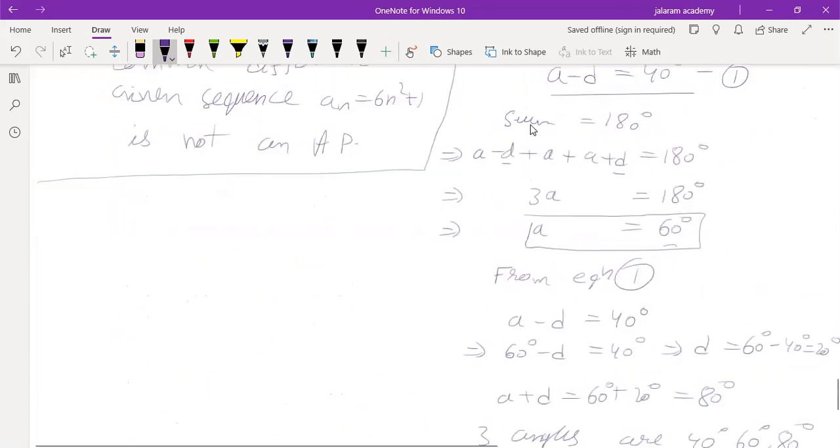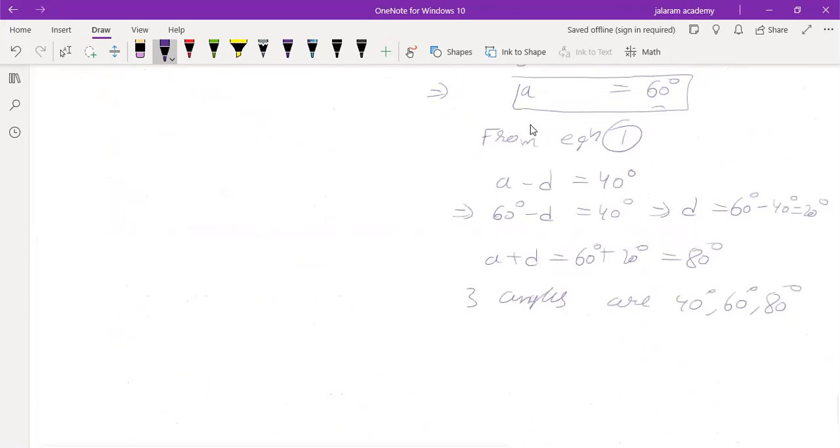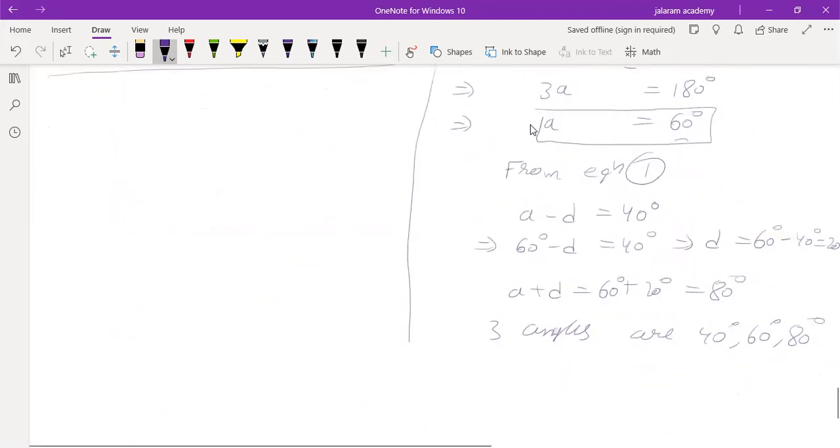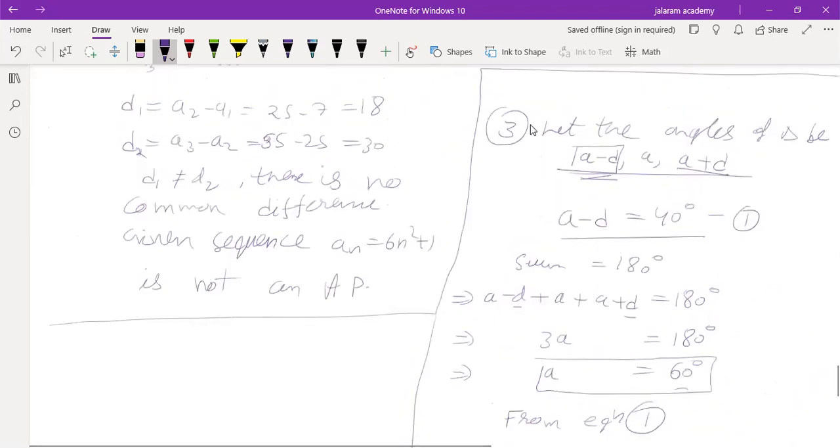Though this question involving three terms is very easy, it can be solved by other methods also, but these methods are easier than the other methods. When we take A minus D, A and A plus D as the three consecutive terms, which we have discussed in the previous session.